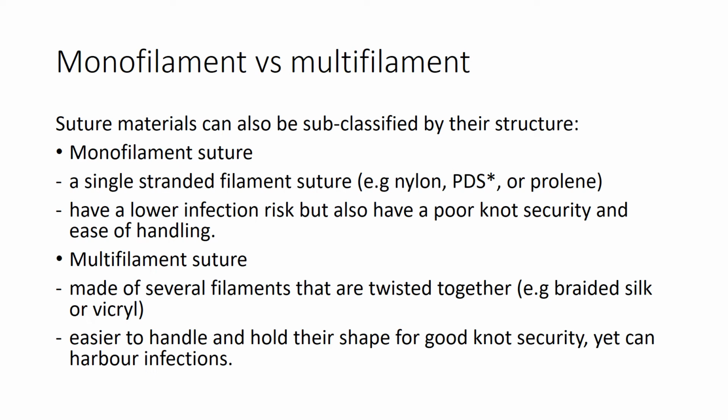The other important factor about suture materials is the structure of the suture material itself, meaning monofilament or multifilament. Monofilament suture is a single-stranded filament suture, for example, nylon, PDS, or Prolene. It has a lower infection risk, but also has poor knot security and ease of handling. Multifilament sutures are made of several filaments that are twisted together, for example, braided silk or Vicryl. This is easier to handle and holds its shape for good knot security, but can harbor infection.